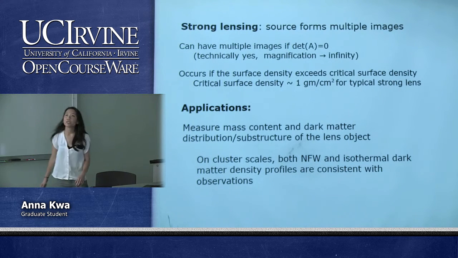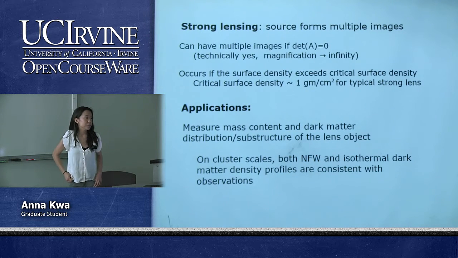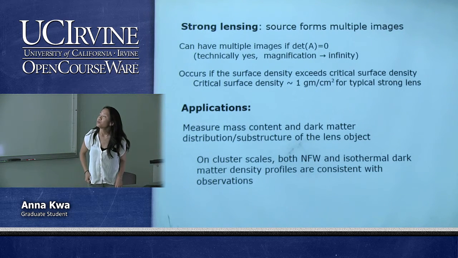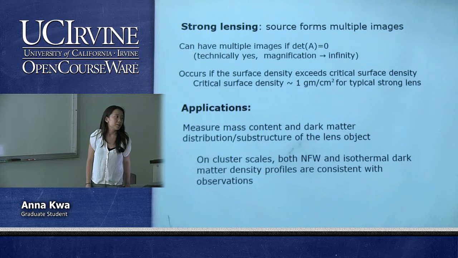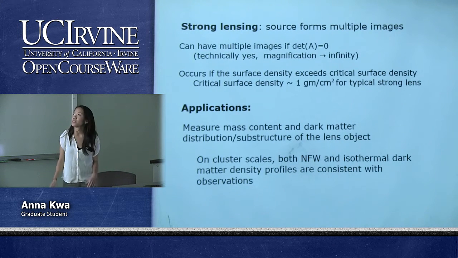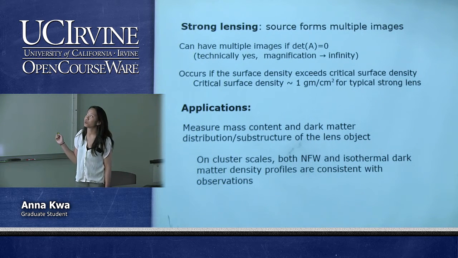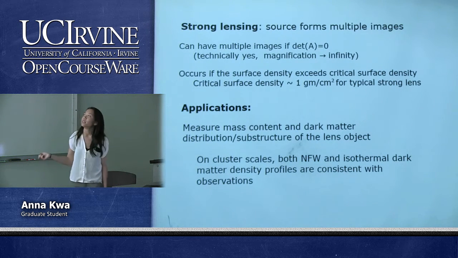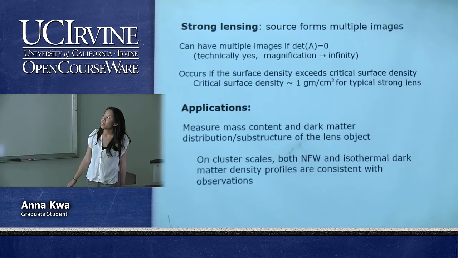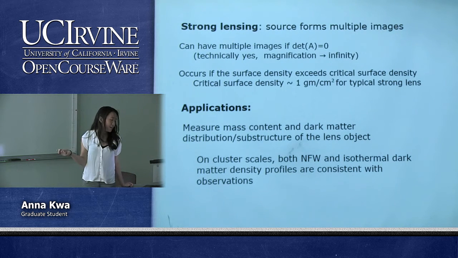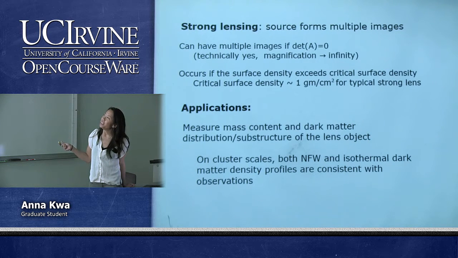So we're going to move on to some applications and different types of gravitational lensing. The first one, and the one that most people think about when they talk about gravitational lensing, is strong lensing. So all those pictures that I showed earlier are examples of strong lensing, where your source actually forms multiple images. And you'll get strong lensing if the determinant of your Jacobian equals zero. So remember before I said that magnification is one over your determinant, so yes, that does mean that you can get magnifications going to infinity formally.